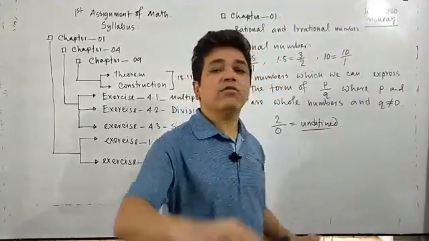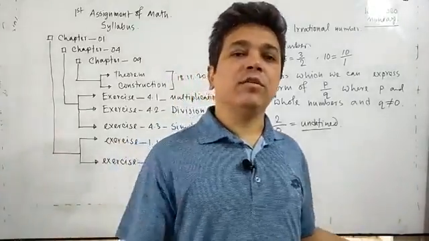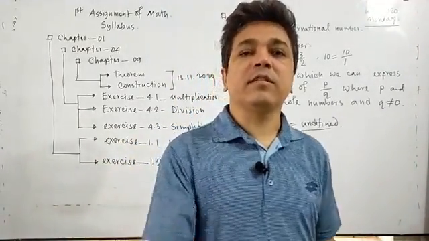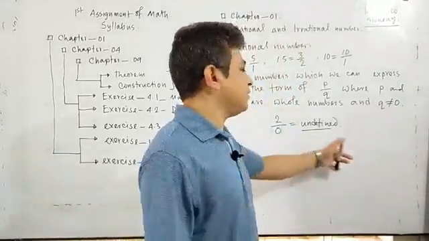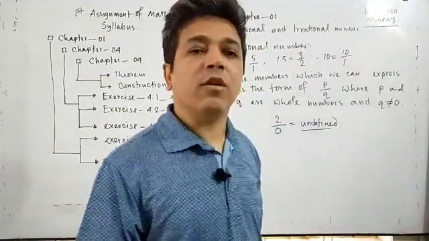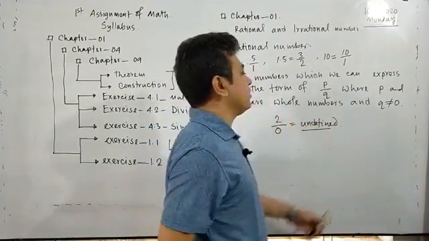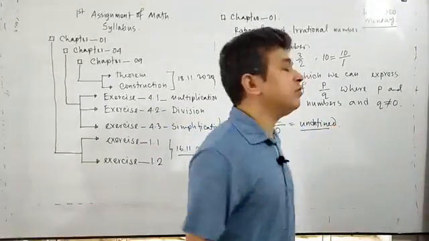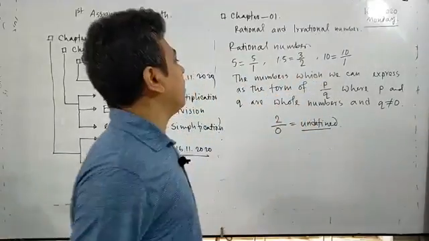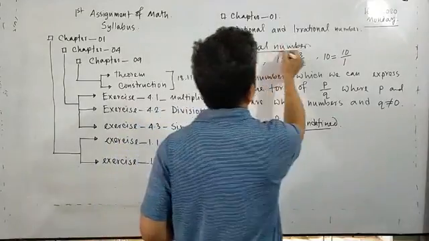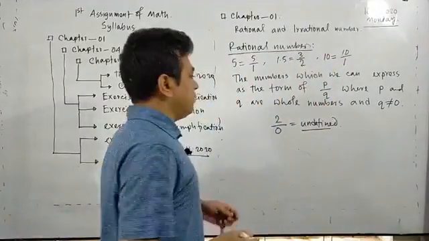So far it is not solved. It is not possible to solve, to define, or to express. So that is why it is undefined. It is impossible. That is why we cannot write the denominator as 0, and that is why it is written here that q is not equal to 0. This is the definition of a rational number.